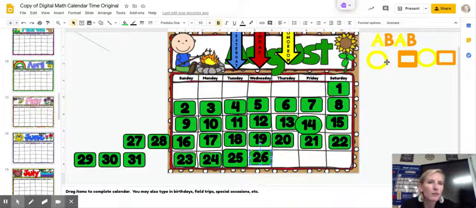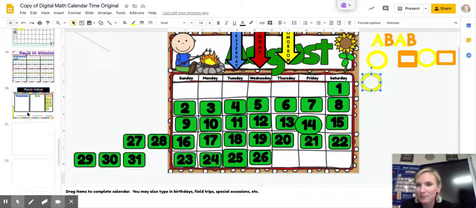So let's do the pattern again. So we have circle, square, circle, square. What goes next? Circle. Okay, so today we did the A part of our pattern. So what should go tomorrow? Circle, square, circle, square, circle. We'll see that tomorrow.